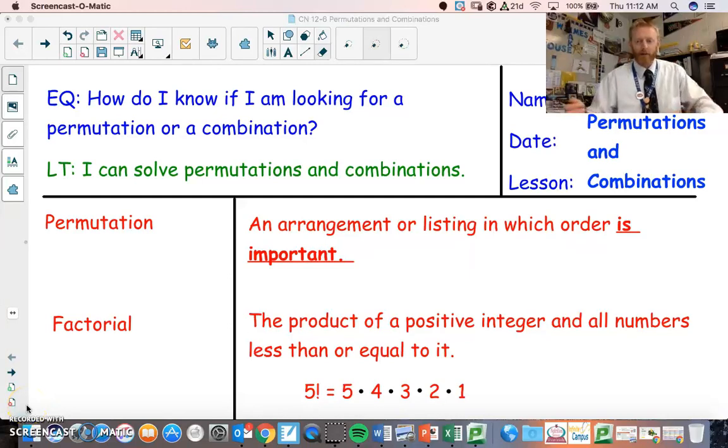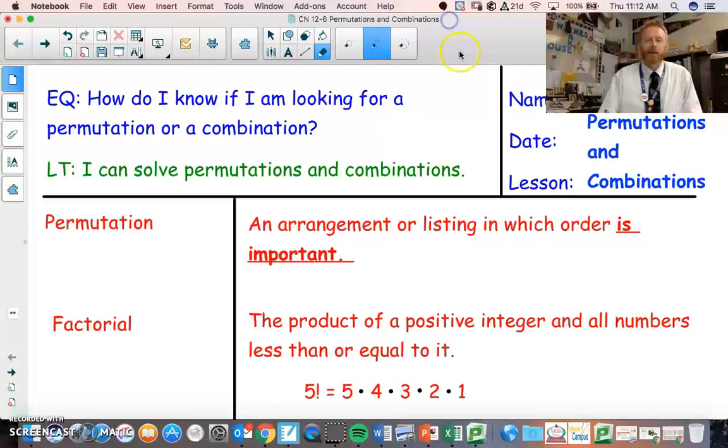All right, folks, here it is, lesson 12.6. Lesson 12.6 is about permutations and combinations. What we're looking for you guys to be able to do is to hopefully recognize that we are using a variation of the fundamental counting principle to make this stuff work out for us.